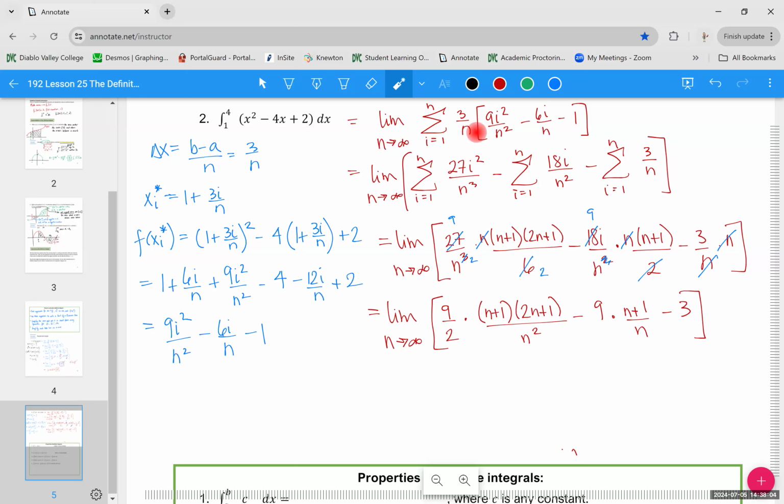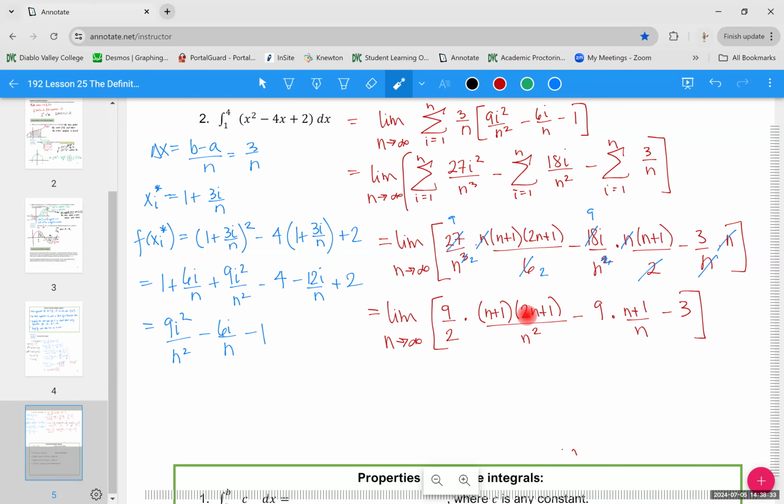I plugged that into the limit. And then in this step, I'm just distributing my 3 over n, breaking it up, and then I'm substituting in my formulas for i squared, i, and a constant, simplifying. So I've gotten down to this point where I've plugged everything in and I've simplified. And again, you can see I've written the constant in front and then the n rational expression next to it. So I'm looking at these for my limits.